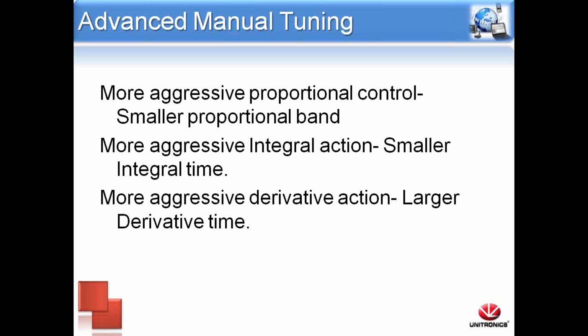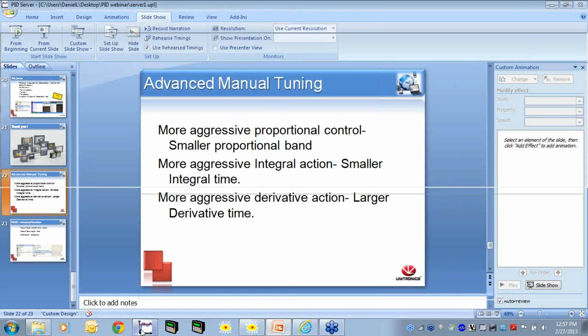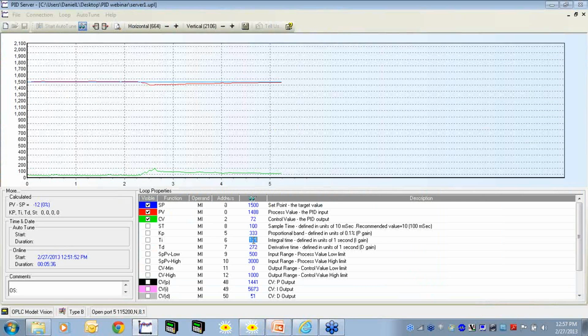More aggressive integral control is a smaller integral time. And again, the integral time is the time that we would like the system to reach the set point. So if we have an integral time of 10, that essentially means that we expect the process value to reach the set point in 10 seconds, which is rather aggressive. You'll notice that my PID Autotune calculated an integral time of 121 seconds. So it's expecting the process value to reach the set point in 121 seconds.